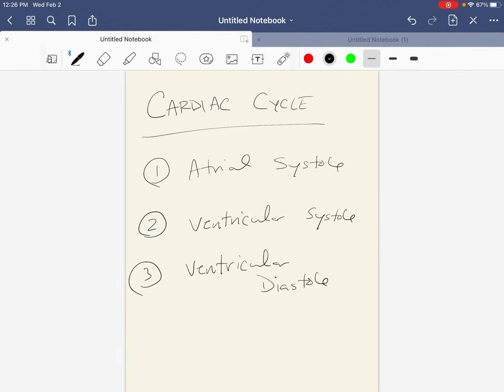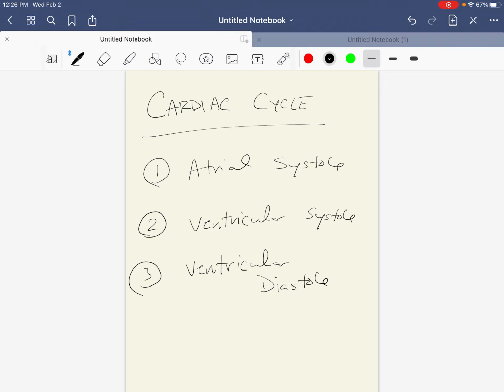Hi everyone, this is Dr. Jenkins, and this is going to be our shorter review of the cardiac cycle. So as you know, we have divided the cardiac cycle into these 3 steps. And before I go into them, I want to give you some reminders.